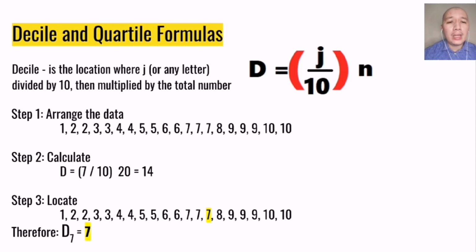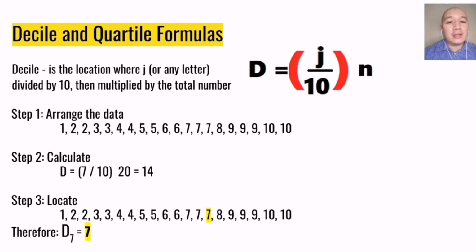Multiplied by 20. Why 20? Because the total number of data given to us is 20. If you do that, your answer is going to be 14. Okay? And now, what are we going to do with the number 14? We are going to locate number 14 from our data set. So you count from 1 to 14 from the left, and your 14th number is going to be 7.